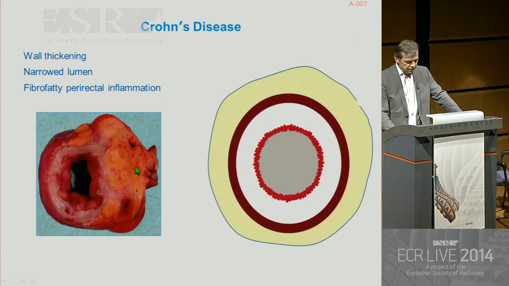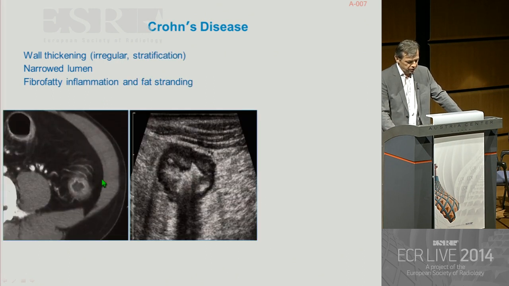Again, that's a Crohn's disease with an involvement of the whole wall, narrow lumen, fibrofatty colonic inflammation. Here is an example of Crohn's disease with a clear wall, irregular thickening, both in CT and in ultrasound, with fibrofatty inflammation and fat stranding.